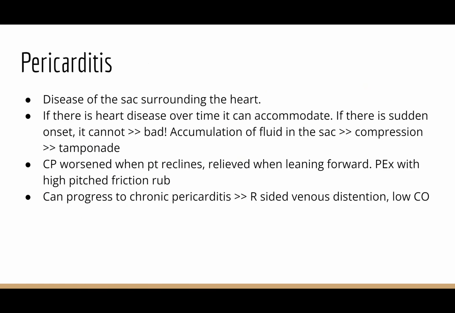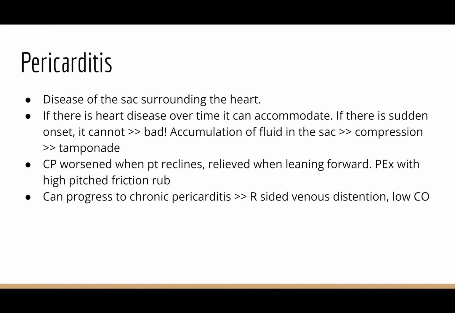Pericarditis, this is disease of the sac surrounding the heart. If it happens over time, the heart can accommodate. Again, same with hypertension. If given time, you have this slow accommodation. But if there is a sudden change, for example, a hemorrhage or rupture, where you get accumulation in the sac, you get compression. So this is an inflammation, so a sudden change. And so you are going to get compression on the heart.